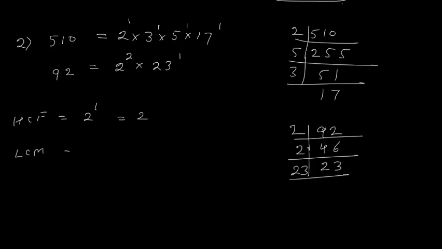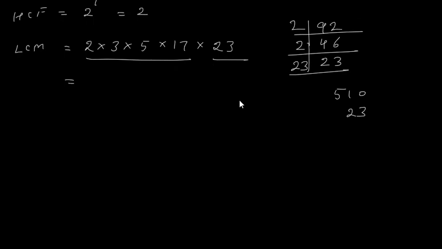And for LCM, I will write all the numbers, that is 2, then 3, then 5, then 17, and then 23. So I have to take the minimum power. So minimum power of 2 is 1. So now this 2 into 3 into 5 into 17, this total product will become 510, and then this 510 multiplied by 23.